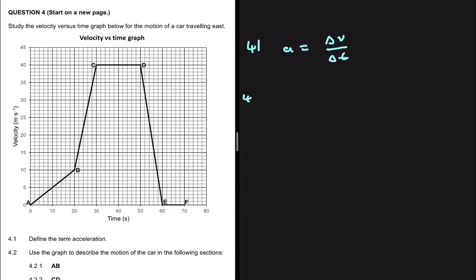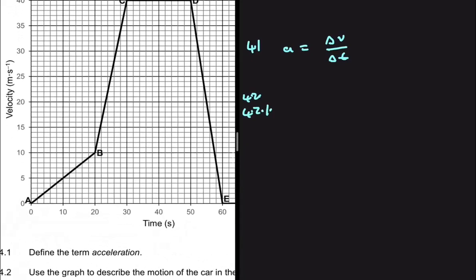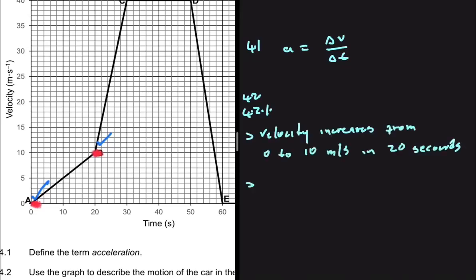Let's look at 4.2, and 4.2.1. Use the graph to describe the motion of the car in the following sections. For 4.2.1, we are interested in the section AB. We can see that at t equals 0, our velocity is 0 meters per second, and at t equals 20 seconds, our velocity is 10 meters per second. So what can we say about that? How can we describe that motion? With regards to the velocity, we can say that it increases from 0 to 10 meters per second in 20 seconds.